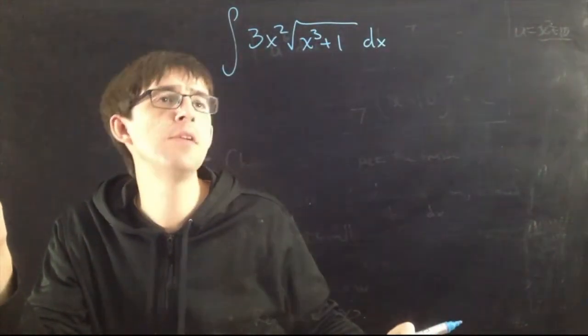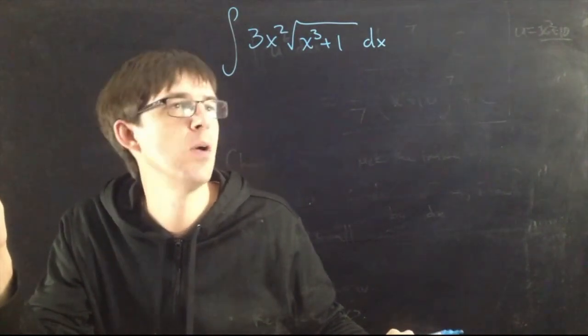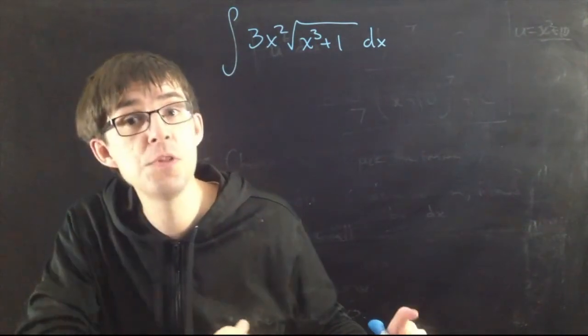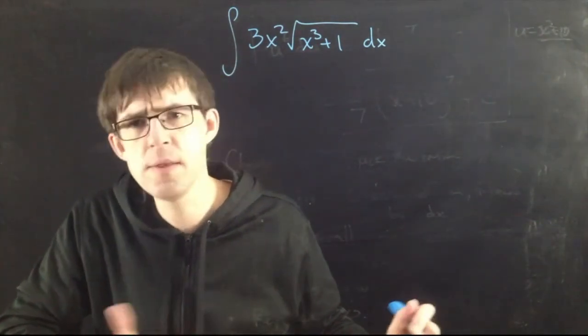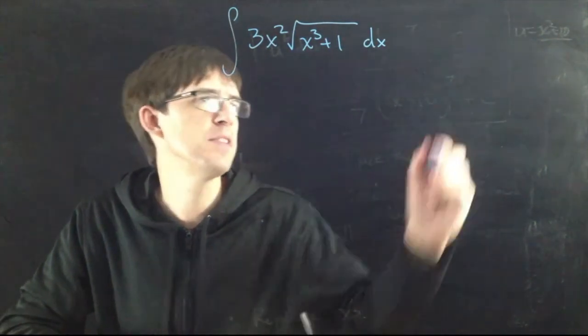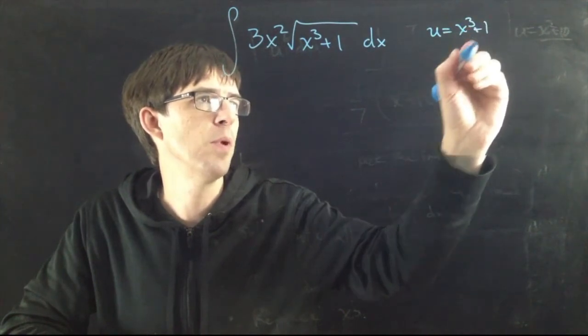Example number 1, the integral of 3x squared times the square root of x cubed plus 1. We begin by choosing the u. Remember my advice, choose the u to be the inside of something. Do you see any something that has an inside? I think I do. How about the inside of this square root sign? So I'm going to choose u to be x cubed plus 1.